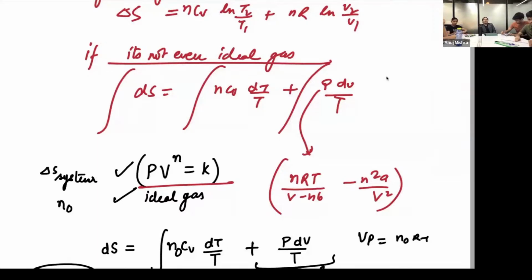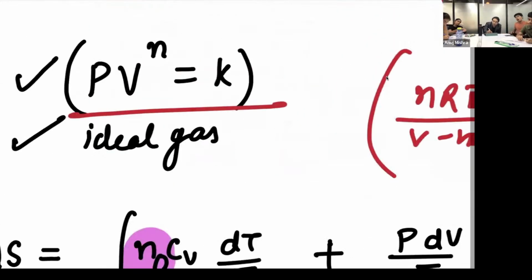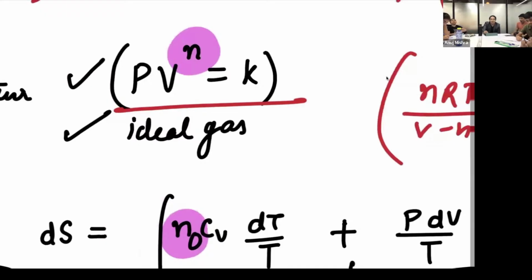Which formula will you use? What is our standard formula? The formula n Cv dT upon T plus nR dV upon V, which we can use everywhere. And let's say it is an ideal gas with n naught moles. There is a problem if you use the number of moles as n, because you can get confused with this n, the polytropic exponent. The moles n should not match here. So what should I do? A different variable you have to use. So I'm using n naught for moles.